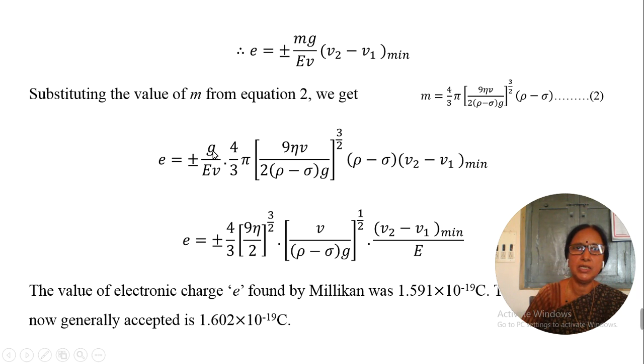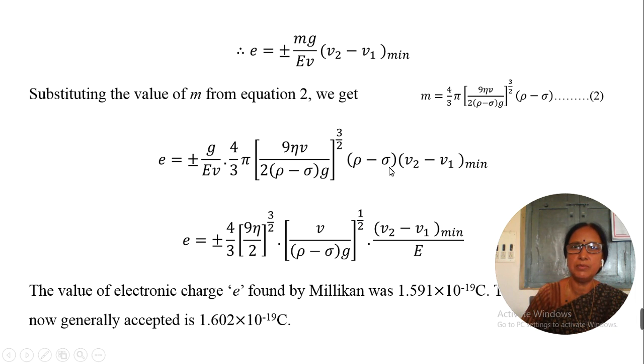See here, g to the power 1 is there. In the denominator, g to the power 3 by 2 is there. So 1 minus 3 by 2 is nothing but minus half. So here we have written it in the denominator under root. Similarly, V is in the denominator and V in the numerator under 3 by 2 is there. So 3 by 2 minus 1 will be plus half. Therefore V is retained in the numerator under root here.